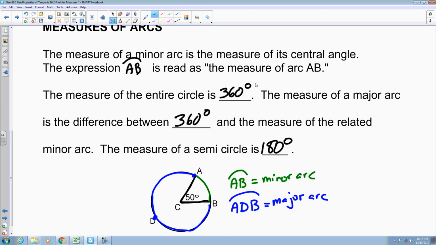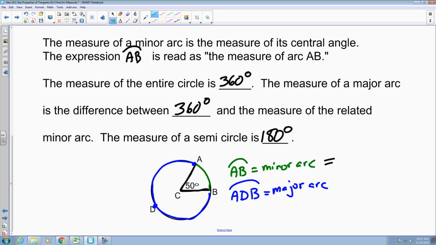So if we look at this diagram here, we're looking at the measure of arc AB. AB comes from the value of that central angle. Since the central angle is 50 degrees, arc AB is also going to be 50 degrees. If we look at arc ADB, it's going to be 360 minus 50, because the whole thing is 360 subtracted by the arc measure of AB, which is 50, and that is 310 degrees.